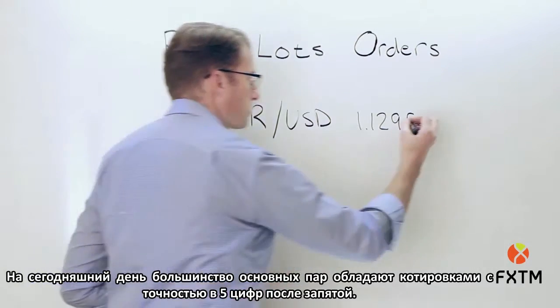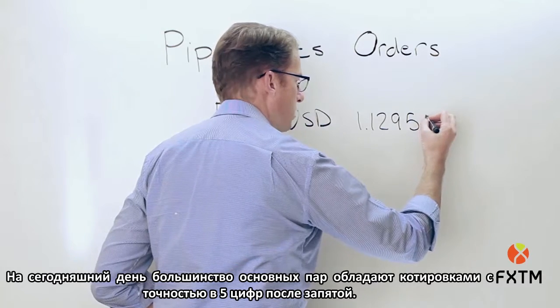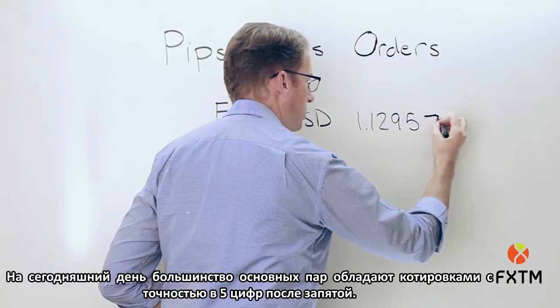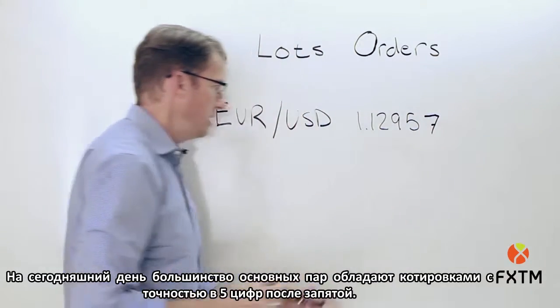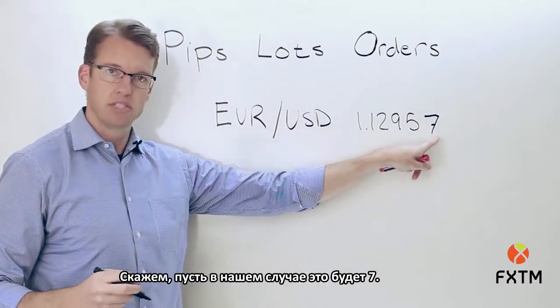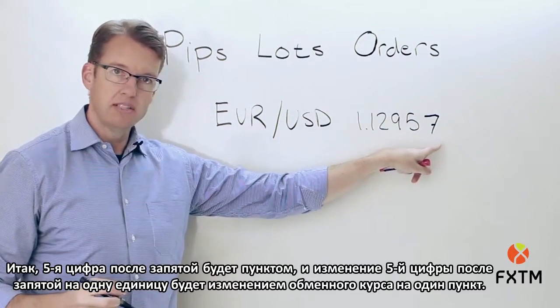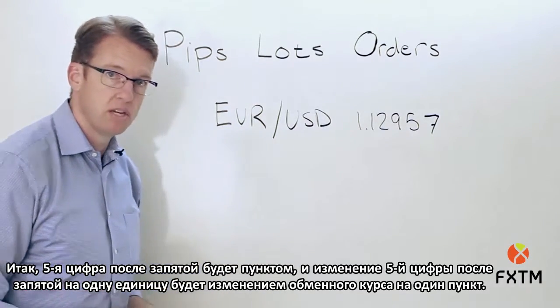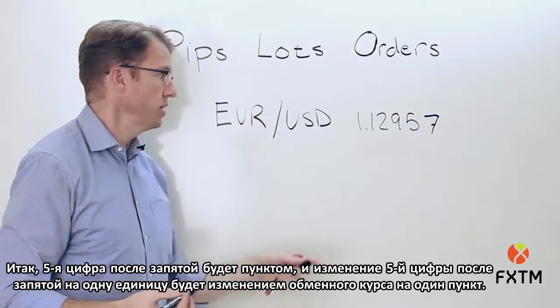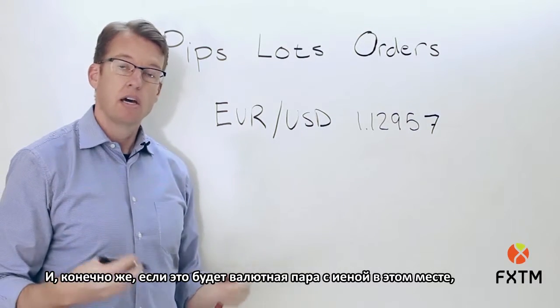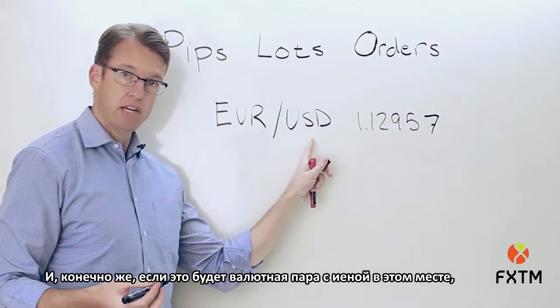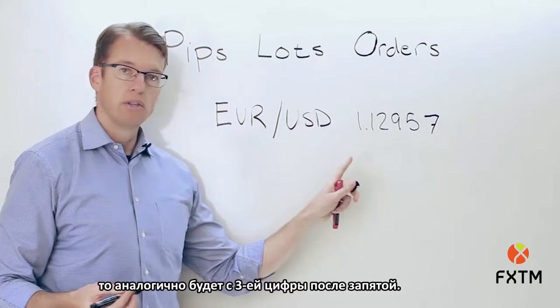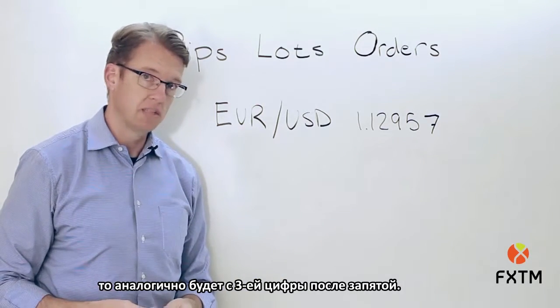Now however, most currency pairs these days are actually quoted all the way out to the fifth decimal place. So in this case, we'll take that out to a 7. A change in the fifth decimal place would be a change of 1 point within the exchange rate. And of course, with a currency pair where the yen is on this side of the exchange rate, that's going to be carried out to the third decimal place.